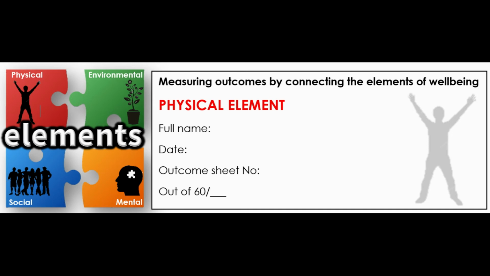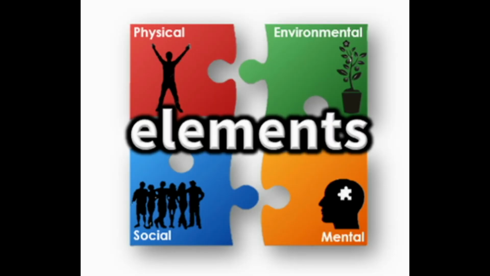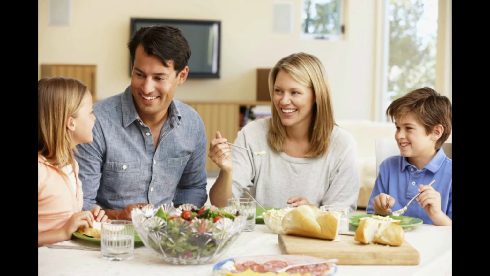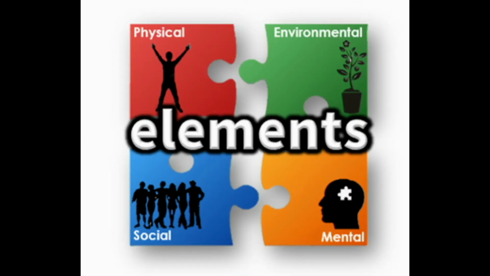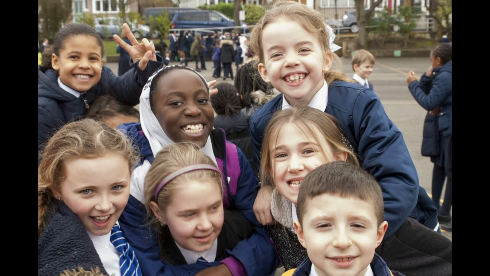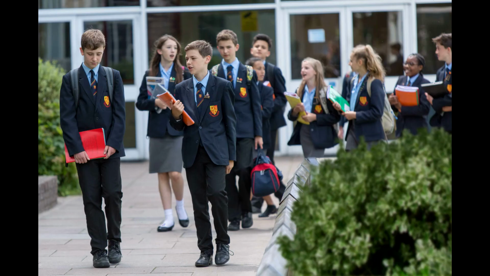Okay then, Year 6, moving on to the environmental element. First question asks, what's life like at home? Life is great at home, it's okay, or it's not good. Whereabouts would you score that? Second question asks, what's life like at school? Life at school is great, it's okay, or it's not good. Whereabouts would you score life at school?